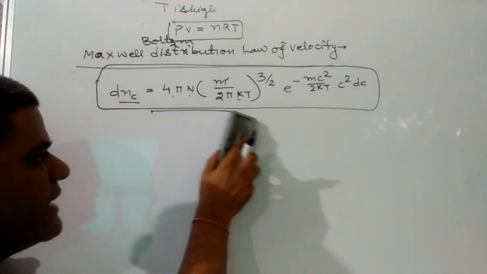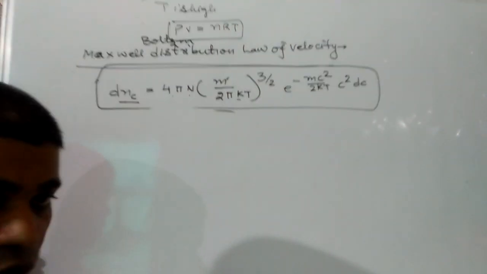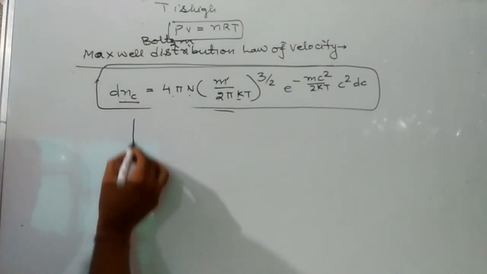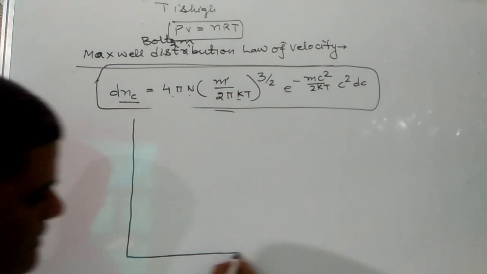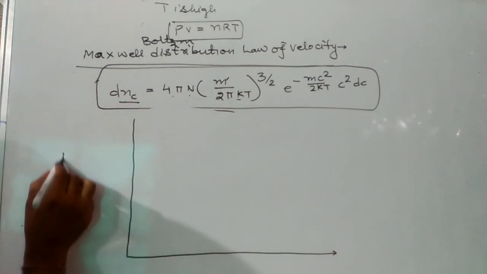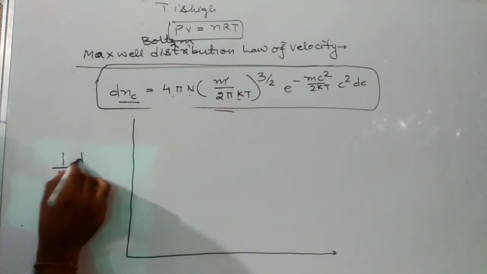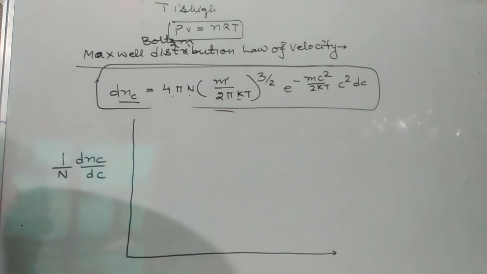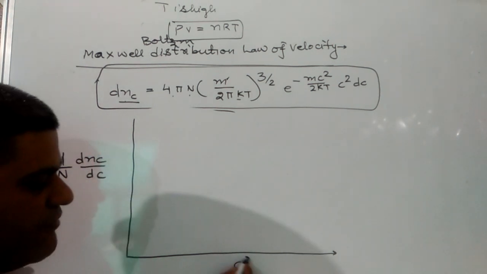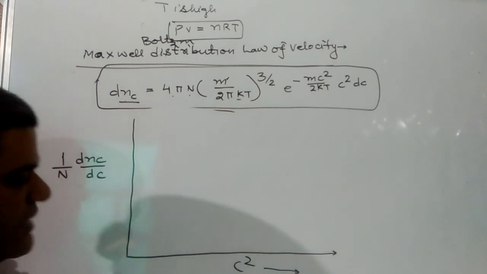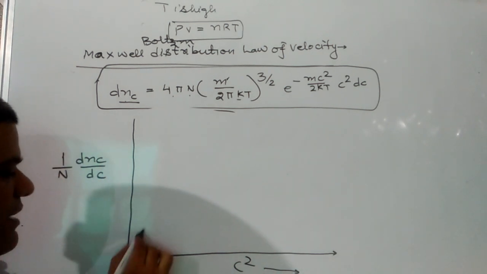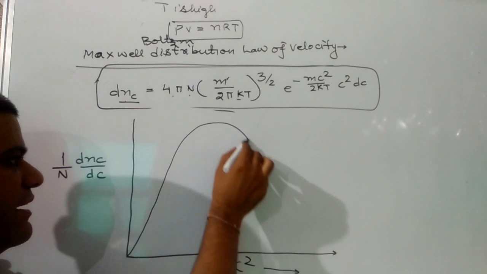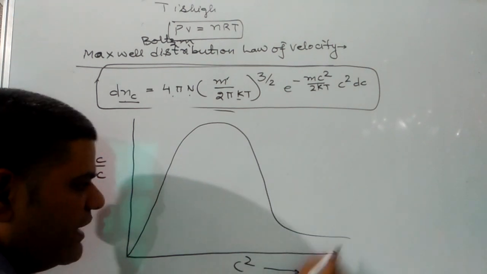This equation can be plotted this way. On the ordinate, I have to take the fraction of molecules having velocity between c and c plus dc, 1 by n dn_c over dc. On the abscissa we have to take c square, then we will get a graph that first increases, then becomes constant, and finally decreases.